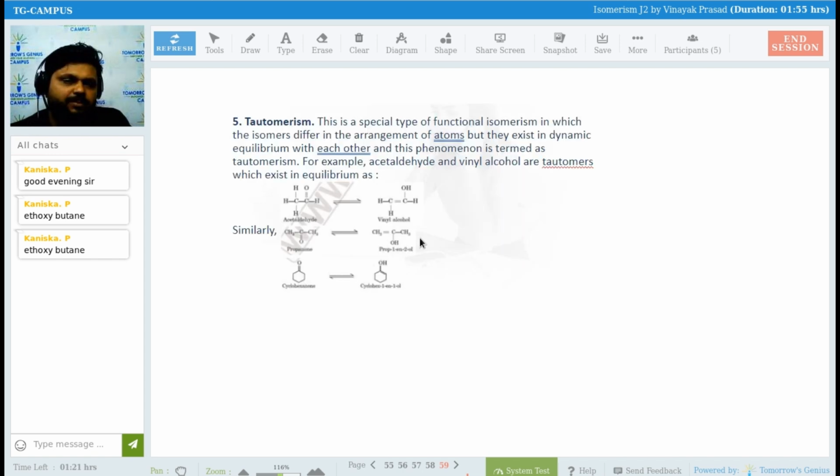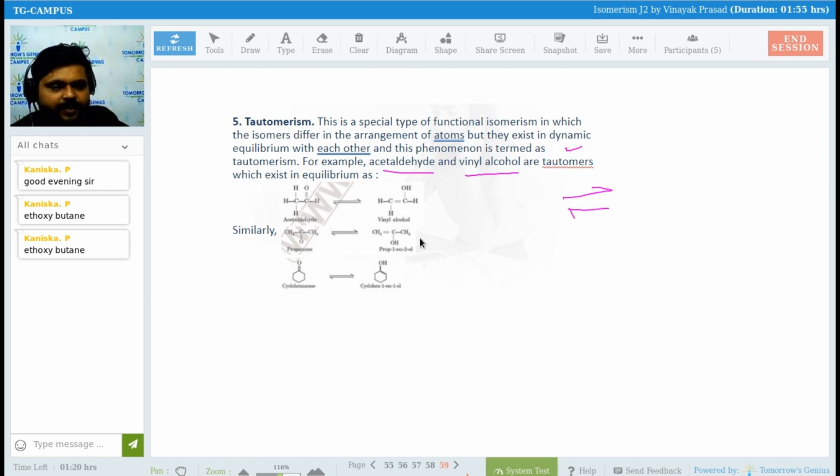See guys, what is this tautomerism? This is a special type of functional isomerism in which the isomers differ in the arrangement of atoms, but they exist in dynamic equilibrium. Getting my point? Dynamic equilibrium means what? We have seen it in the case of chemical equilibrium, right? They exist in dynamic equilibrium with each other, and this phenomenon is termed tautomerism. Let's suppose we have acetaldehyde and vinyl alcohol as tautomers, right?